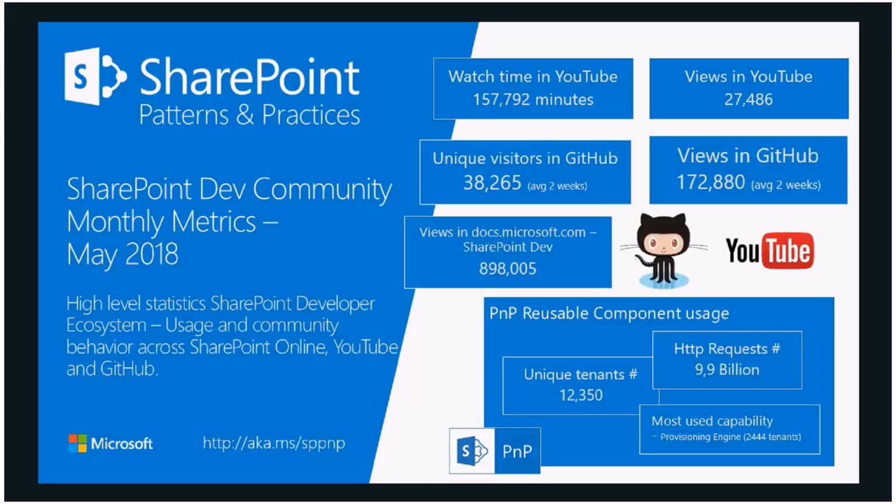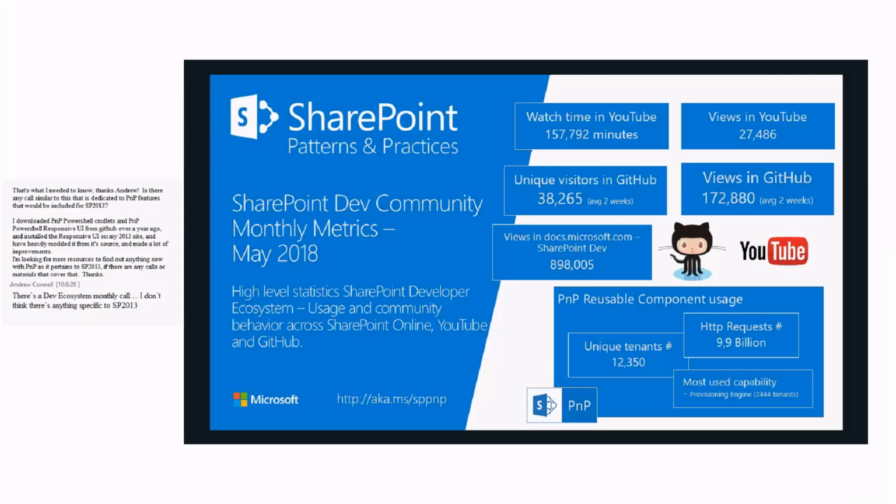On the docs.microsoft.com, we actually grew again at double-digit numbers. So we're now at 898,000. We're pretty close to hitting 900,000 or 1 million views in the docs.microsoft.com, which is really great, because that shows that people are finding the new location, and also that the information is hopefully valuable. If something is missing, please let us know, so we're able to address those gaps.